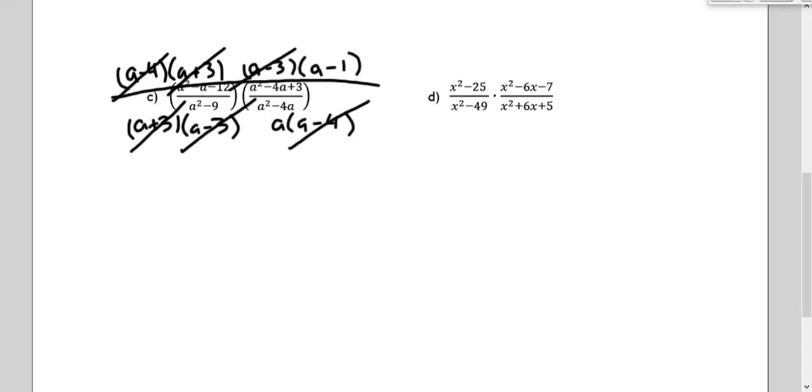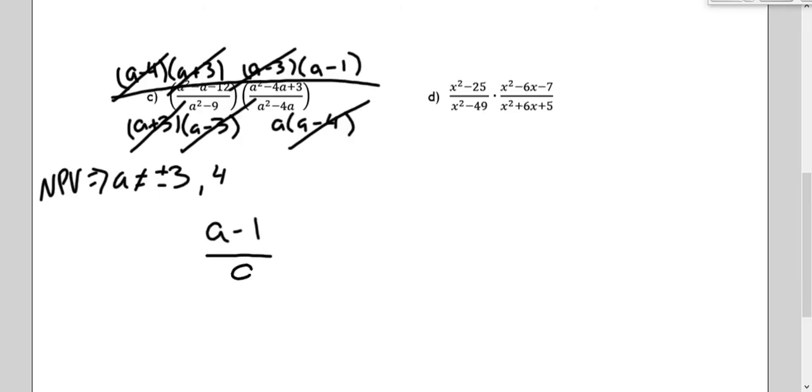Now remember, before we cross, that's when we state our NPVs. So our NPV is that a cannot equal plus or minus 3 or 4. So then our final statement is a minus 1 over a. Oh, I forgot 0. So a cannot equal 0 in this case, because that would create a problem right there.